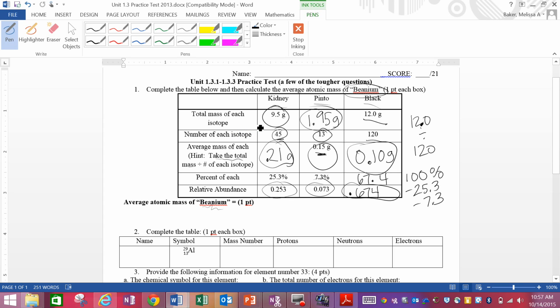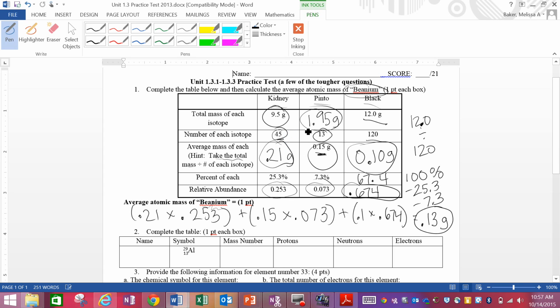Now we're ready to plug and chug. So we're going to take the average atomic mass of kidney beans times how often they occur, 0.253, plus the average mass of a pinto bean times how often they occur, plus the average mass of a black bean times how often they occur, and voila, we get 0.13 grams as the average atomic mass.